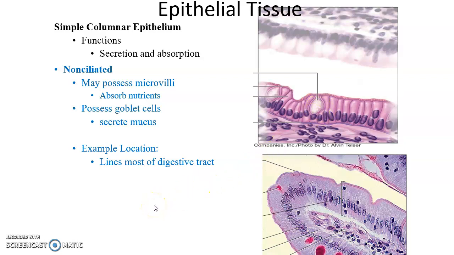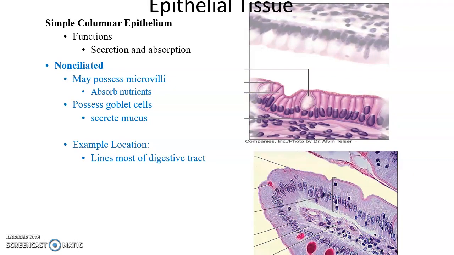There are two main categories of simple columnar epithelium. You have non-ciliated. Non-ciliated means there's no cilia. However, the cells often, not always, but often possess what are called microvilli. Microvilli are little protrusions of the apical surface that increase the surface area, which allows for better absorption of nutrients. Non-ciliated often have goblet cells. As I mentioned, here's a goblet cell. There's another one. Goblet cells produce mucus. Mucus is very important for many of our body systems. An example is simple columnar epithelium lines most of the digestive tract, lines the small intestine, large intestine, stomach.